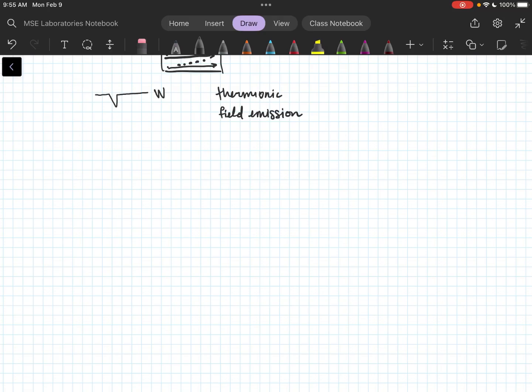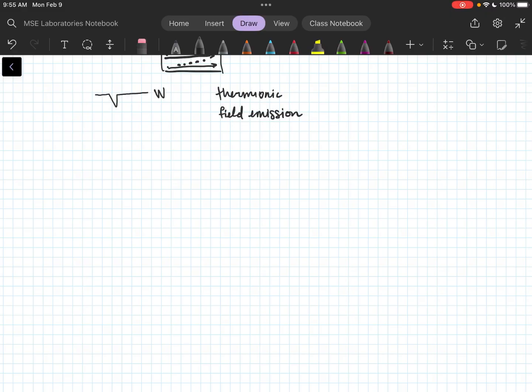Field emission is a lot more finicky, and also a lot more precise. It also means it's more expensive. Okay. So field emission is the fancy type, and thermionic is a little more mundane. We have both in our labs.